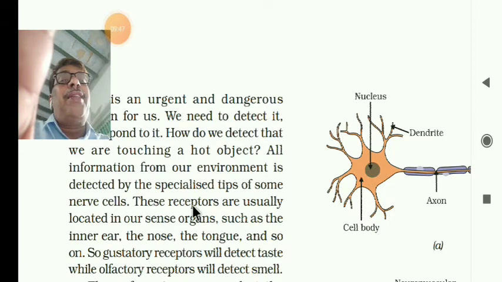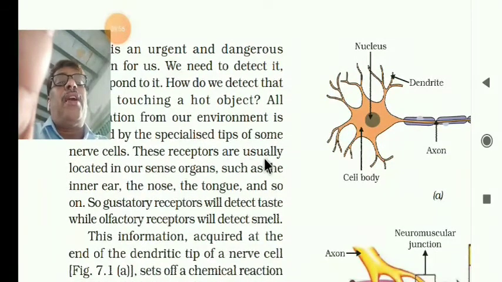These receptors, receptor means specialized cells, are usually located in our sense organs, such as the inner ear. We know what the sense organs are: ear, eye, nose, tongue, skin. So these are all the sense organs. These receptors, these specialized cells, are usually placed in our sense organs, such as the inner ear, the nose, the tongue, and so on.